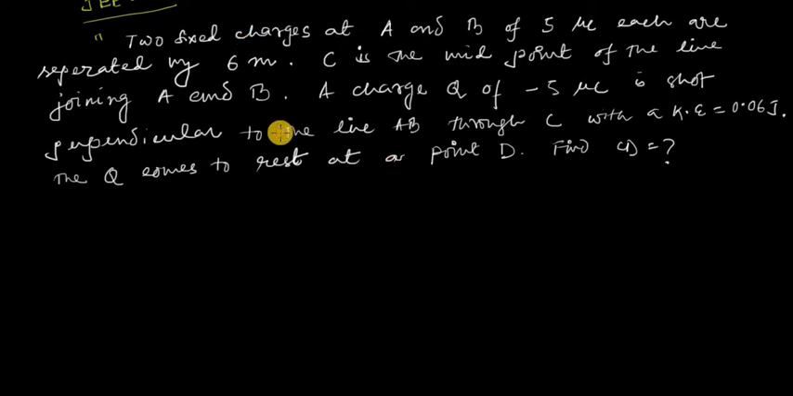The question is: two fixed charges at A and B of 5 microcoulomb each are separated by a distance of 6 meter. C is the midpoint of the line joining A and B. A and B join, then you get a line AB, and C is the midpoint of that line.